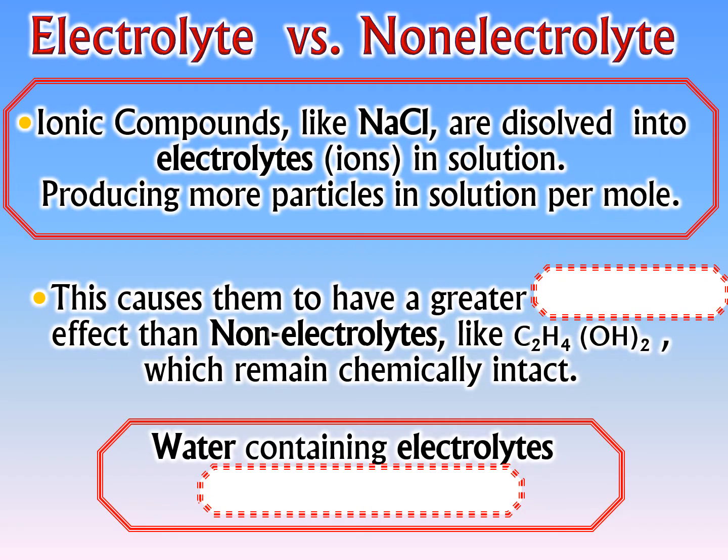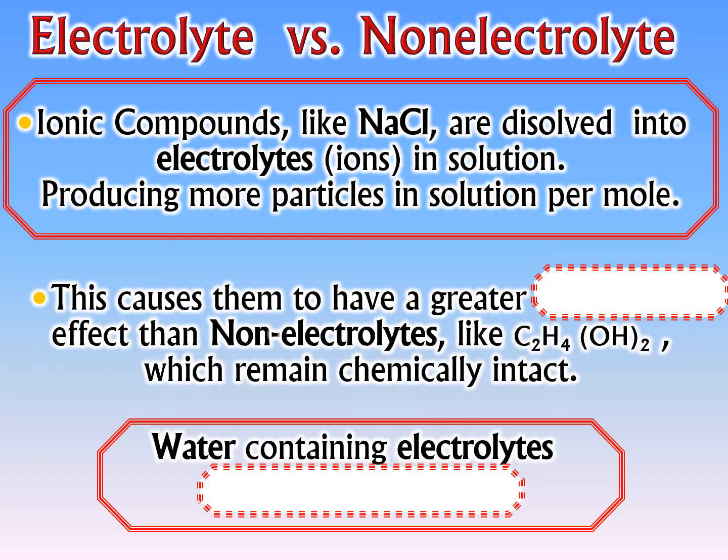Ionic compounds like sodium chloride dissolve into electrolytes in solution. So wait a second, that's one chemical, NaCl, producing two particles, the sodium ion and the chloride ion. So they actually produce more particles per mole than what we call non-electrolytes. That's another one of those great names where something is defined by what it is not. A non-electrolyte is a molecule that remains intact when you put it in solution, something that doesn't break into ions.